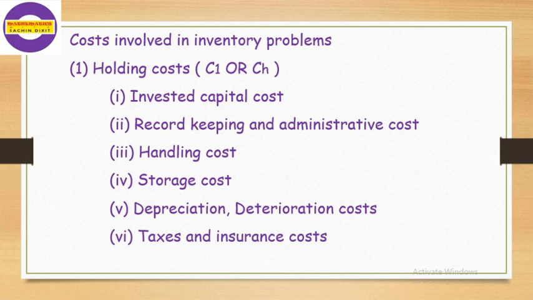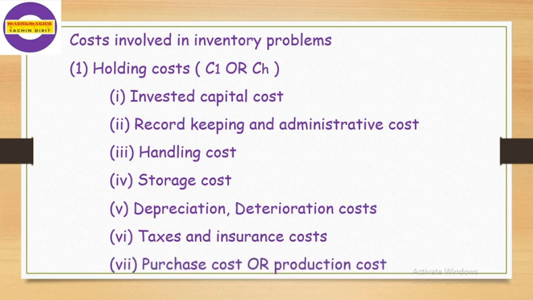Next, taxes and insurance costs. Next, purchase cost or production cost. Purchase price per unit item is affected by the quantity purchased due to the quantity discounts and price breaks. All these costs are included in this holding cost.